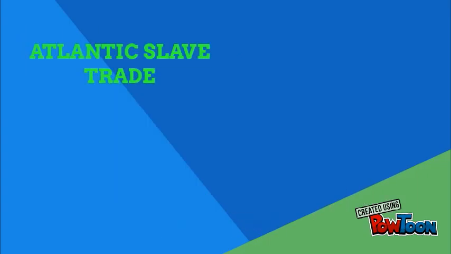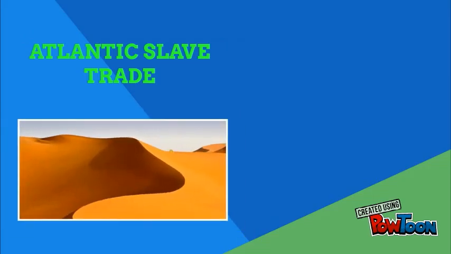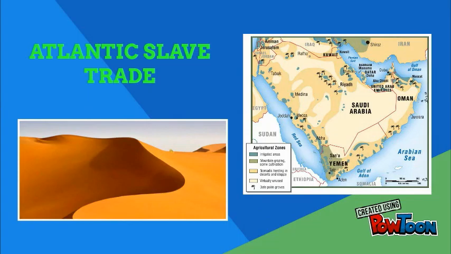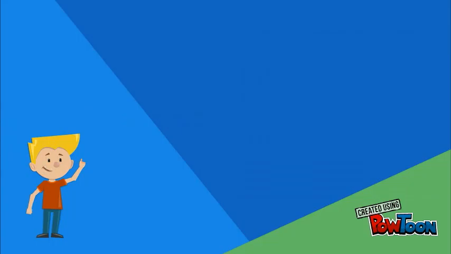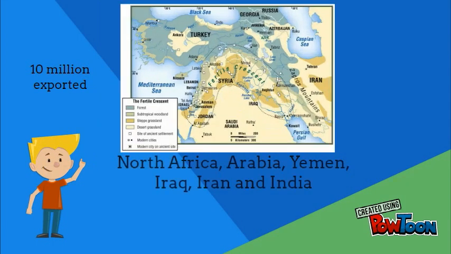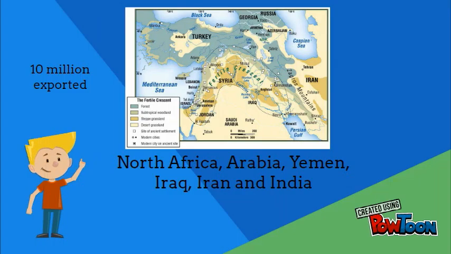Throughout the time of the Atlantic slave trade, there were also slaves being exported across the Sahara Desert, the Red Sea, and the Indian Ocean. With these other exports, over 10 million slaves were sent to North Africa, Arabia, Yemen, Iraq, Iran, and India.